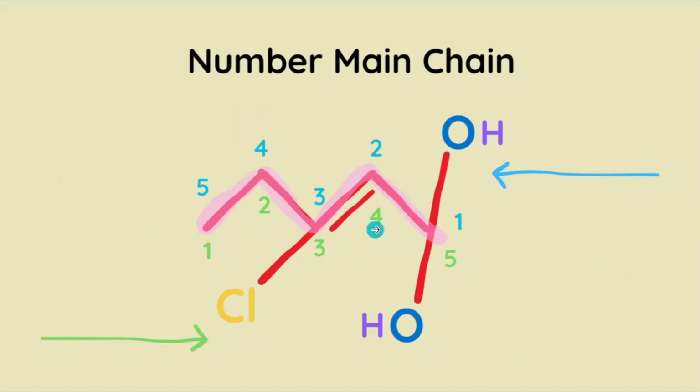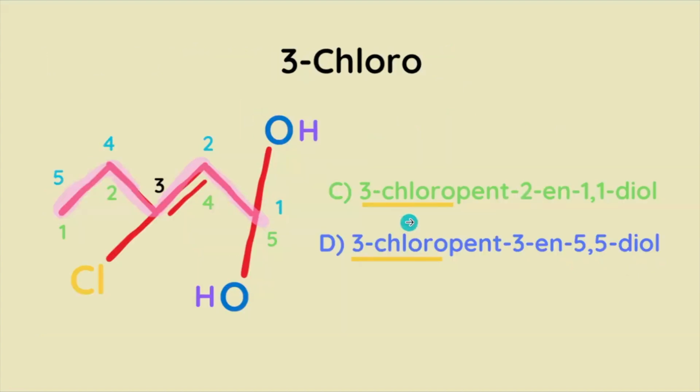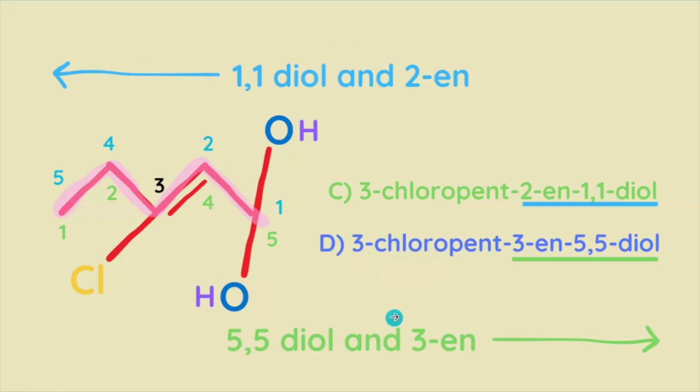But there are 2 different directions of numbering that we could do, 1, 2, 3, 4, 5, or 1, 2, 3, 4, 5. Each direction coincides with the 3 carbon chloro, and whichever direction we choose to number the main chain corresponds with a particular answer choice. The right to left convention coincides with option C. The left to right convention coincides with option D.